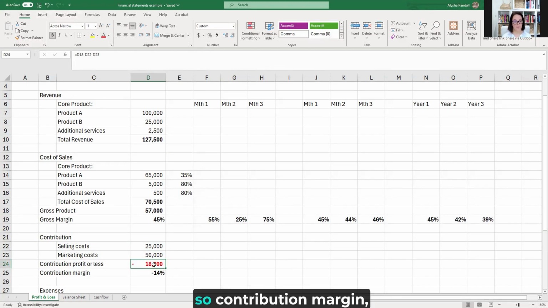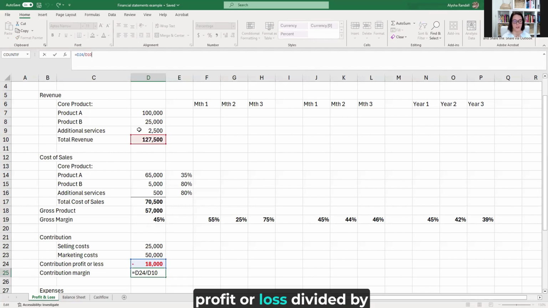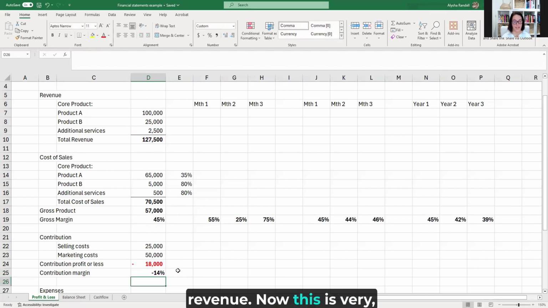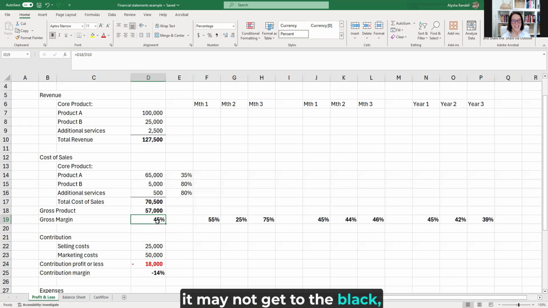Okay, so contribution margin, just so that you know, is your gross profit, which is revenue minus direct cost of sales, minus your sales and marketing costs. And then your contribution margin is your contribution profit or loss divided by revenue. Now, this is very, very common for a new startup and scale up. You've got your gross margin, which ideally you want in the black. Early stage, like in the first 6 months, it may not get to the black, but ideally you want this profitable as quickly as possible.